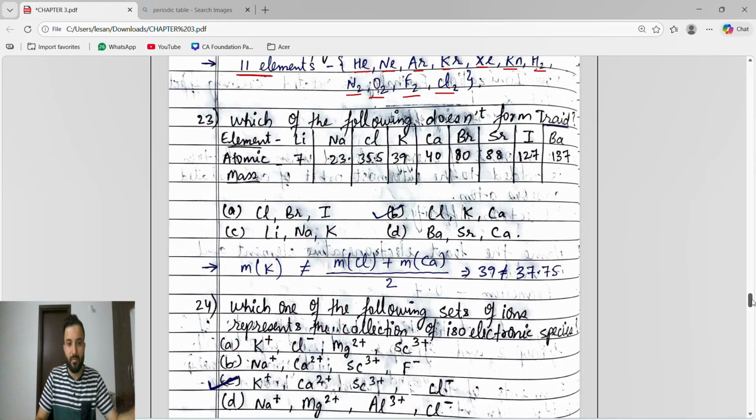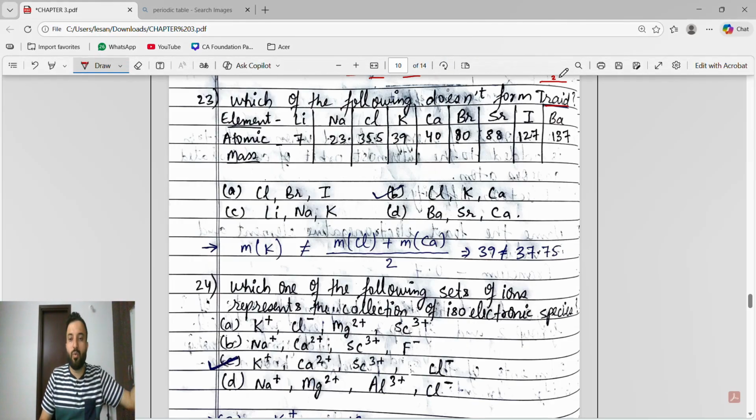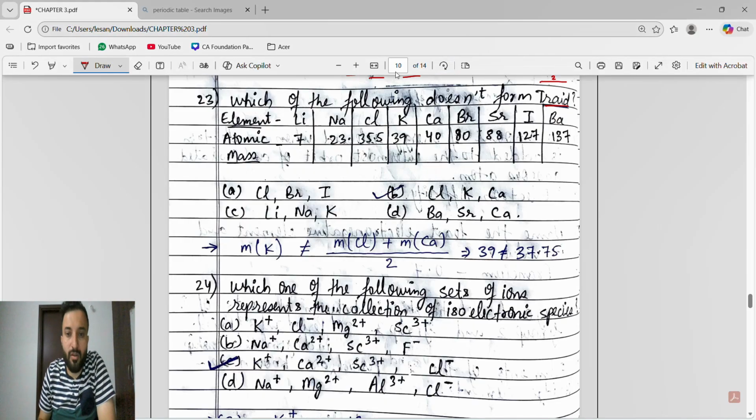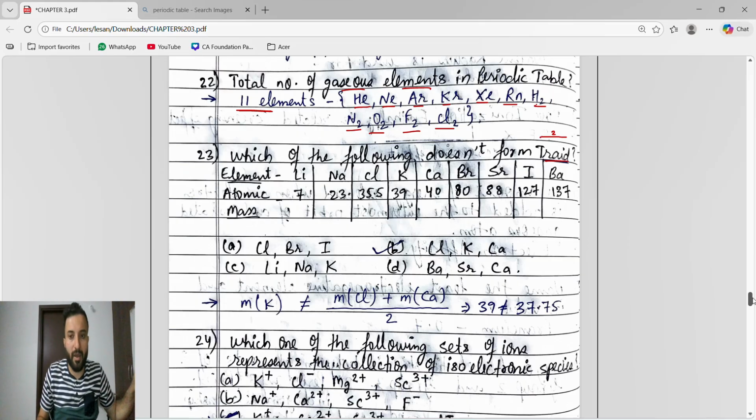Remember the names. Which of the following does not form a triad? The rule for forming a triad is that the atomic weight of the middle element is the average of the atomic weights of the first and third elements.